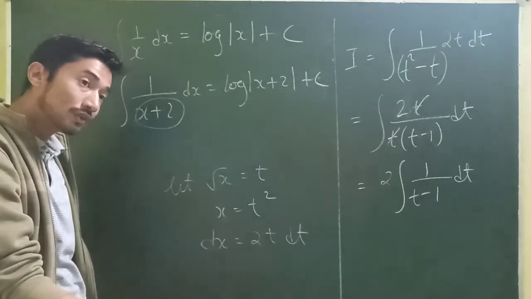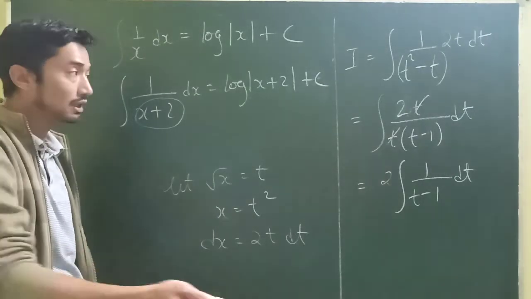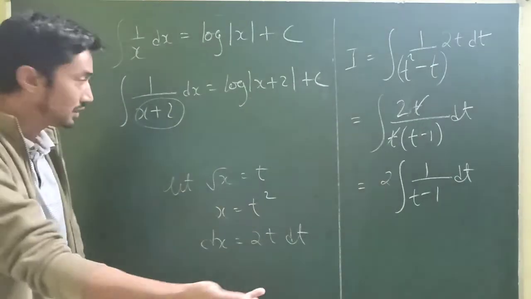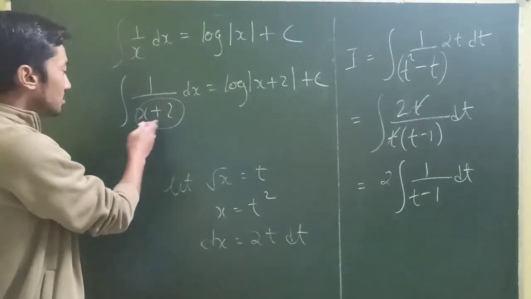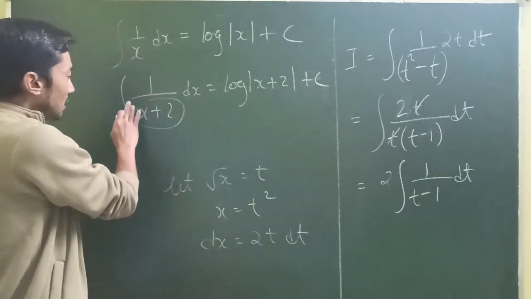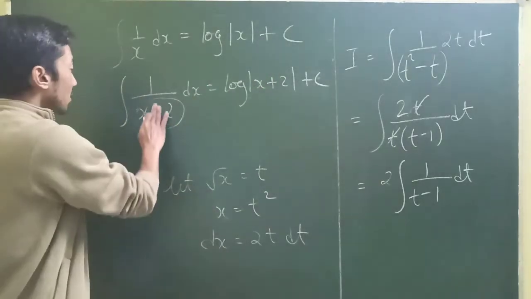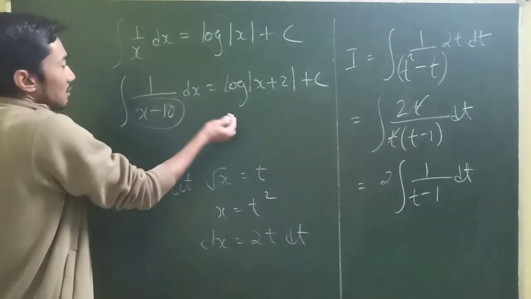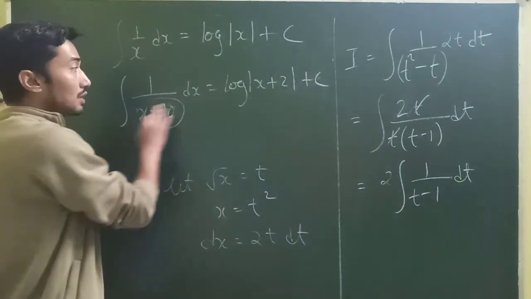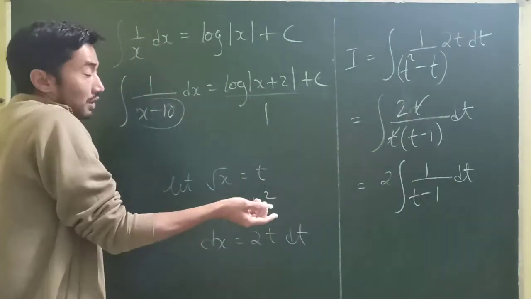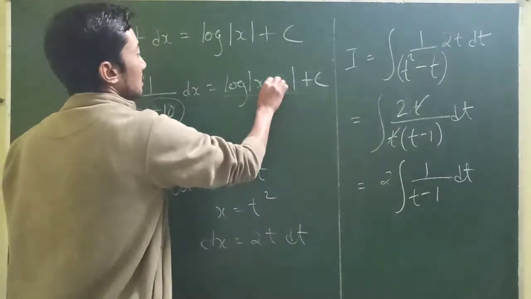And if there are coefficients here, we divide the entire integration by that particular coefficient. That means x plus 2. So you can see the coefficient of x is 1 and it's linear, x power 1. So I can just write log of x plus 2. If it's log of x minus 10, then also same, because coefficient of x is 1. So we will divide by 1 only. No big issue there. So x minus 10.